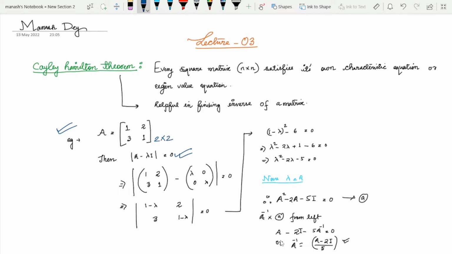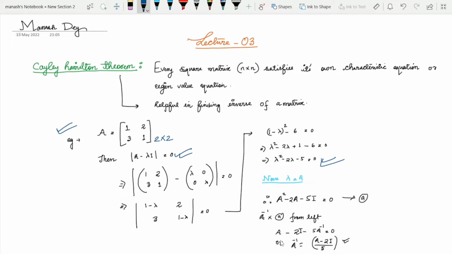Then writing the characteristic equation of this matrix, that is the determinant of A minus lambda into I. As A is 2 cross 2, the identity would be a 2 cross 2 matrix. Then I am putting back the elements here, that is the matrix A, 1 2 3 1, minus lambda into identity, that would be lambda 0 and 0 lambda. If you solve it, this would be the final matrix in the determinant, that is 1 minus lambda, 2, 3, 1 minus lambda. Then if you solve this, that is this into this minus 6, this is the final equation, right?